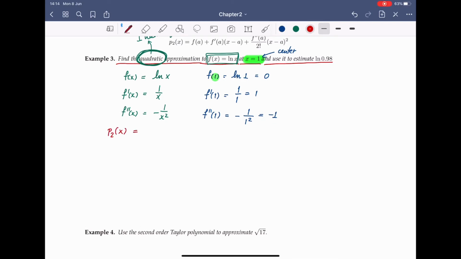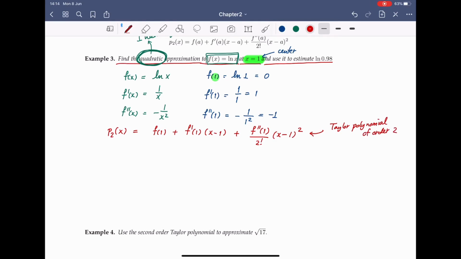Alright, from here you can construct the Taylor polynomial of order 2 now. p2(x) is going to be f of 1 plus f prime of 1 times x minus 1, and then plus f double prime of 1 over 2 factorial times x minus 1 squared. This is the Taylor polynomial of order 2.